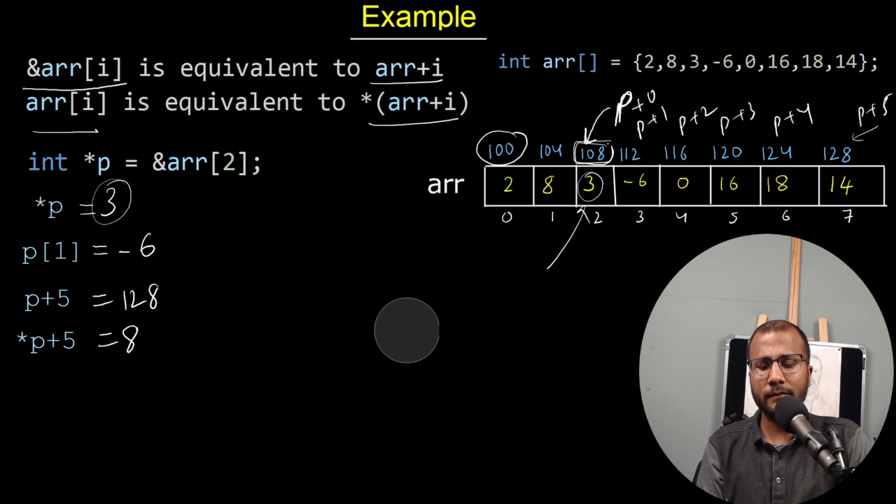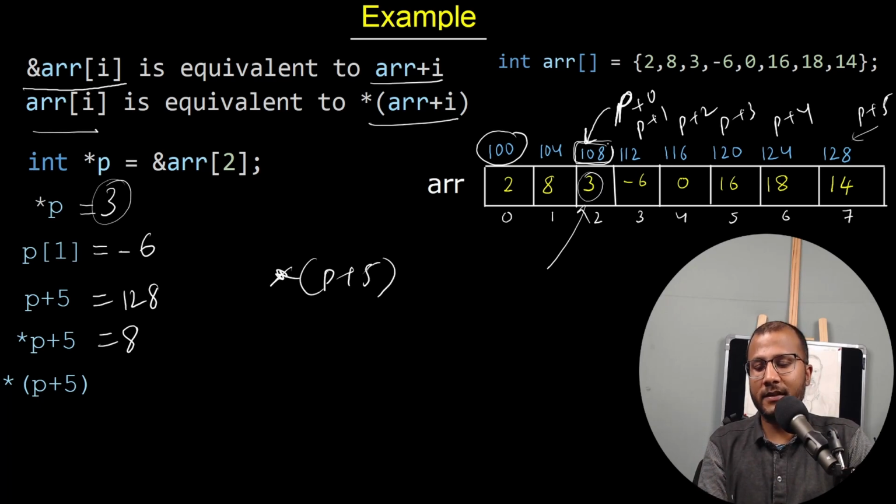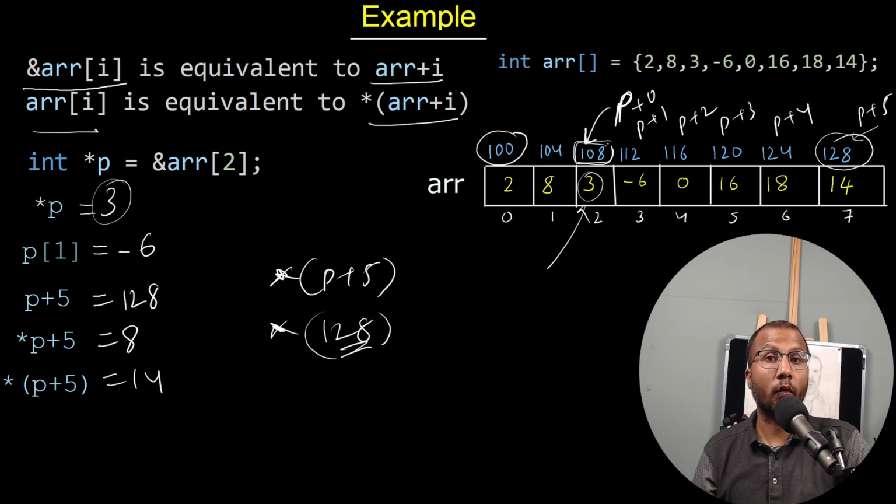Okay. Now what is star of P plus 5? I've put P plus 5 in a bracket. So first of all, P plus 5 is executed. What is P plus 5? We've already seen P plus 5 is 128. Star of 128. What is inside this 128? Inside 128's address, the value is 14. So this would give you 14.